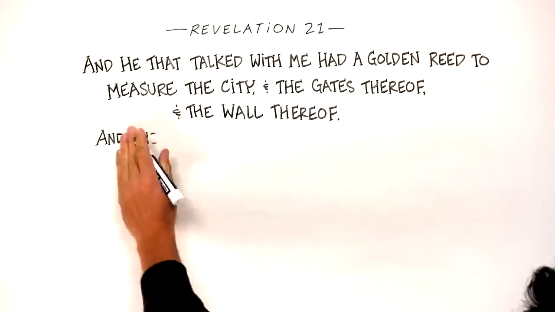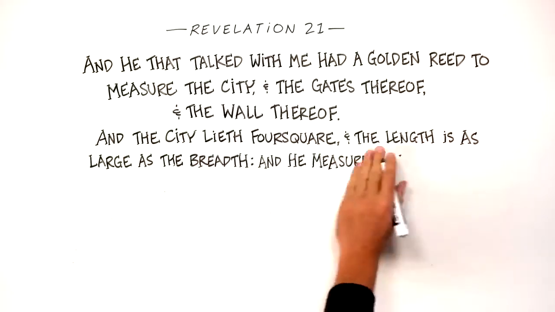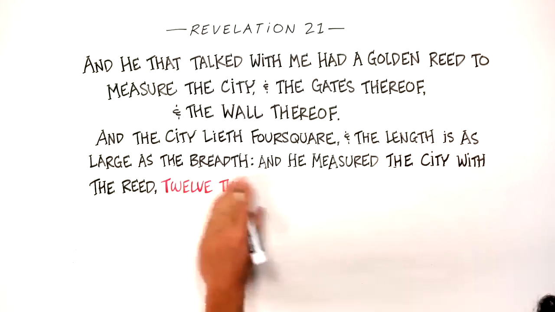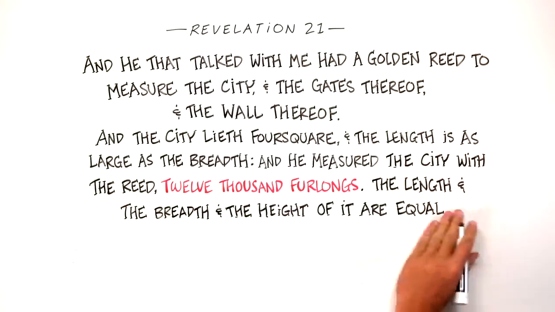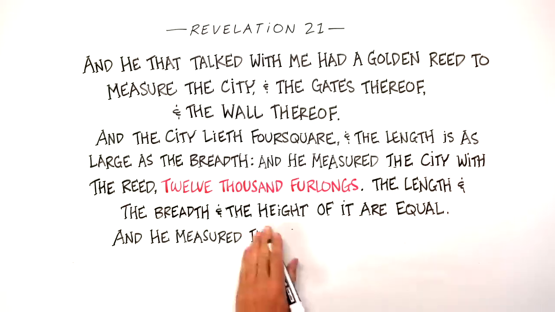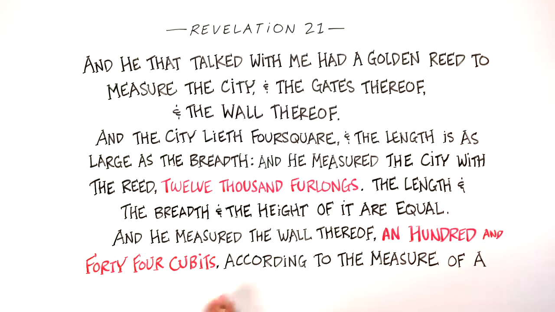And the city lieth four square, and the length is as large as the breadth. And he measured the city with the reed 12,000 furlongs. The length and the height of it are equal. And he measured the wall thereof 144 cubits, according to the measure of a man, that is, of the angel.